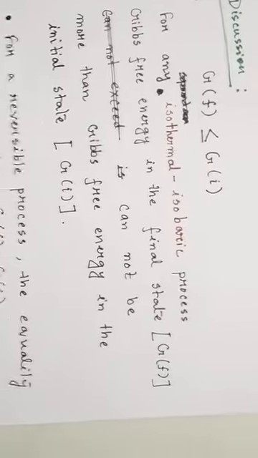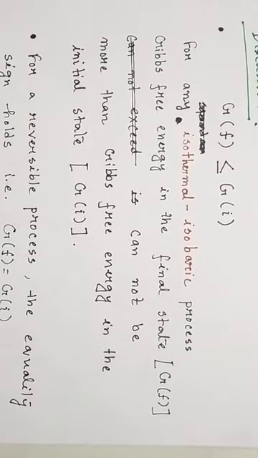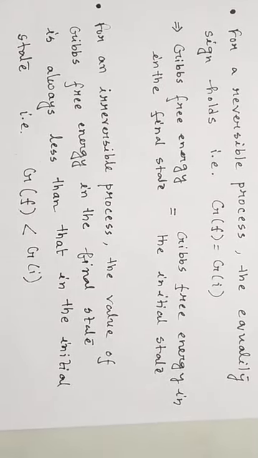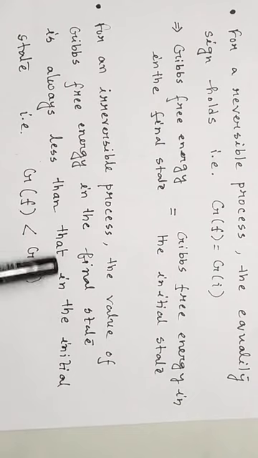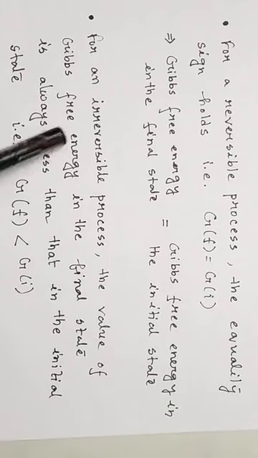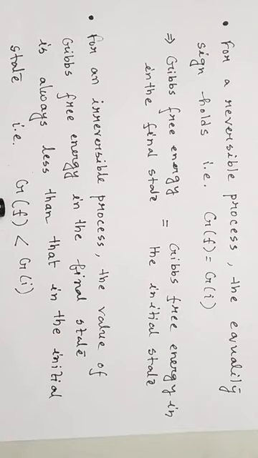But if this isothermal and isobaric process is an irreversible one, then the inequality holds and the Gibbs free energy in the final state is always less than that in the initial state. Now, we know that any natural and spontaneous process, or irreversible process, tries to occur in such a direction that it will have lesser Gibbs free energy in the final state. So when it approaches any equilibrium state during a process, it will always try to have lesser Gibbs free energy than its initial state.